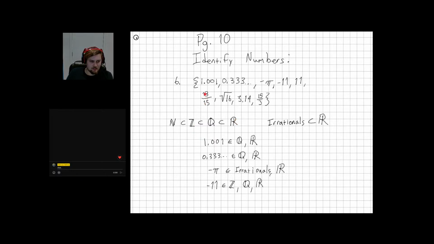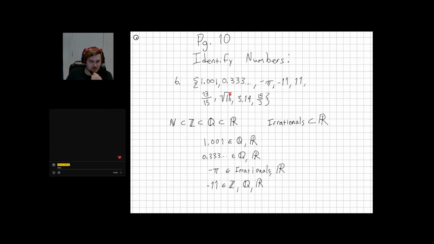13 over 15. Whenever we have a fraction, we just want to double check and see if these are both whole numbers. Can we make it into an integer? No, it doesn't look like it. So this is just a rational number and it's a real.